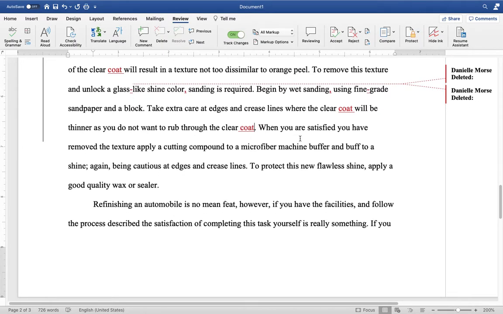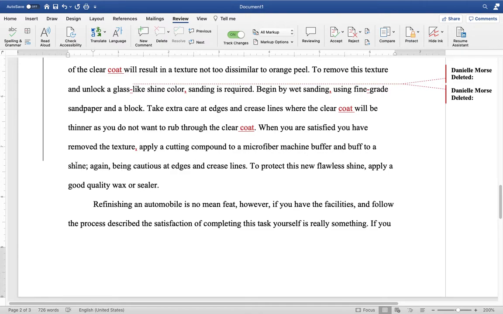When you are satisfied, comma, that's an introductory phrase, you have removed the texture. When you are satisfied you have removed the texture, comma, apply, and notice that there's not always a subject present, and this is what we call an implied subject. Because technically there would be, you apply a cutting compound, or you should apply, right? So it's what we call an implied subject. So a comma still goes there, even though there's technically not an explicit subject. Apply a cutting compound to a microfiber machine buffer and buff to a shine.